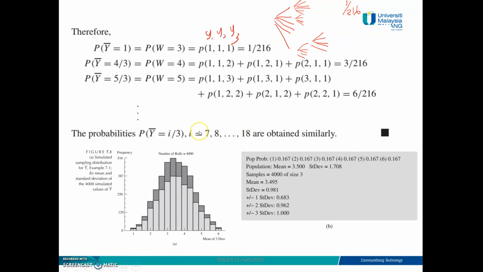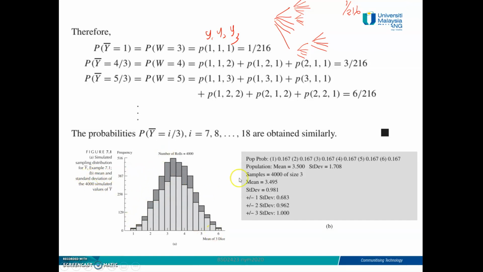We have the software, and I attached the link of the software in your column. So you can see here a simulated sampling distribution for y bar from Example 7.1. That means how many outcomes do you have for one die? You have 6 outcomes. And how many tosses? 3 tosses. So you can see here the frequency.